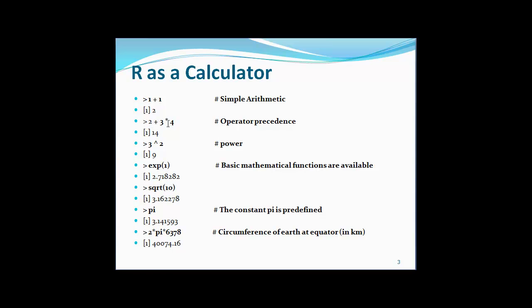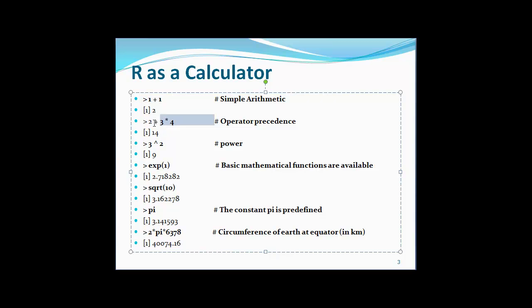If you use two or more operators at a time without using brackets, then which operator will take precedence? For example, here if I use plus and multiplication simultaneously, then the multiplication part, that is 3 into 4, will be calculated first and then it will add to that answer. In this way you will get 14. Now for calculating the power of any number, use the symbol cap. 3 cap 2 equal to 9.